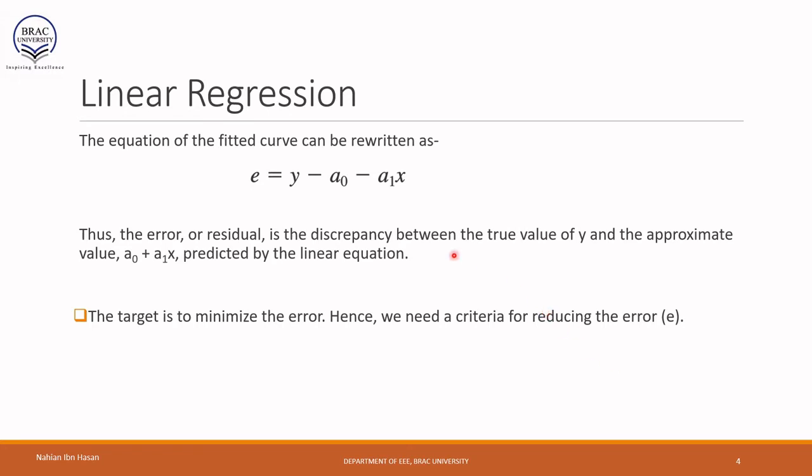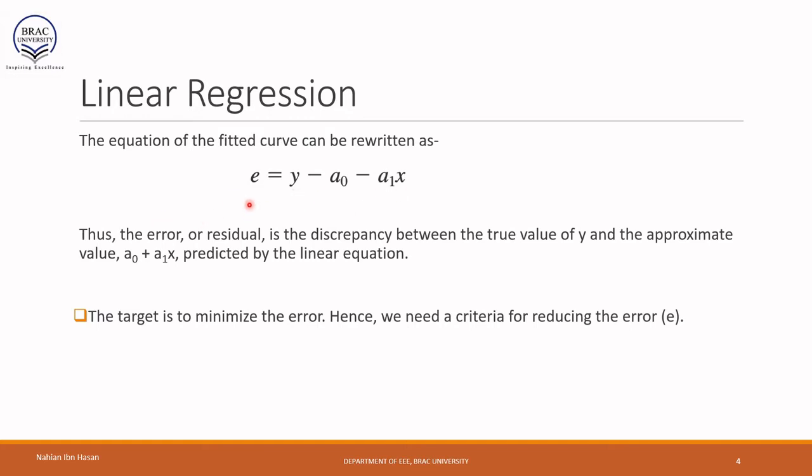If we modify the equation in some way, we can get an equation of the error in terms of other parameters. Look at this here: error is equal to y minus a0 minus a1x. Here y is the true value of the data point, and the approximated value is denoted by these two terms, a0 and a1x. This is the equation of the fitted straight line. So y is the true value and the other two terms denote the approximated value. The difference is known as the error.